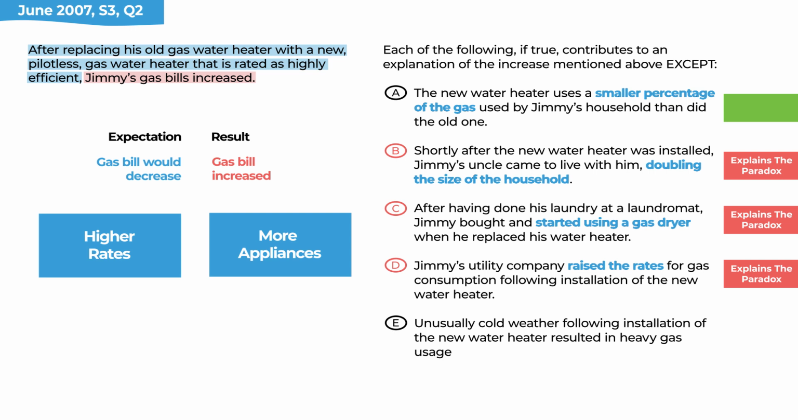Answer choice E says that unusually cold weather following installation of the new water heater resulted in heavy gas usage. Well, heavy gas usage could explain why the bill went up, even if we're being more efficient with the water heater. Right? Now we maybe need to use more gas in order to heat the house because of the cold weather. This could explain the increase in the bill. Let's get rid of it. And that means that answer choice A is the right answer.